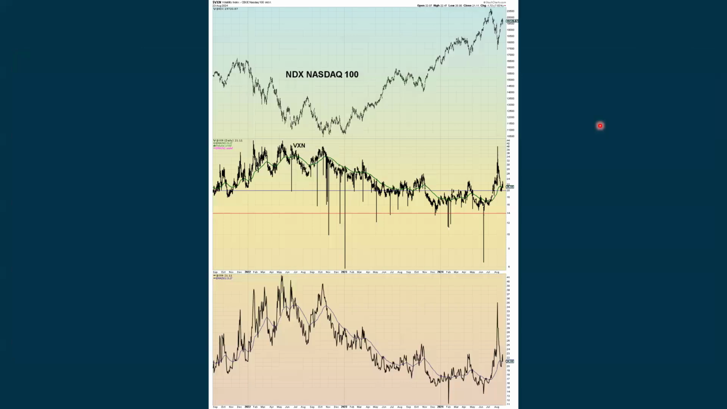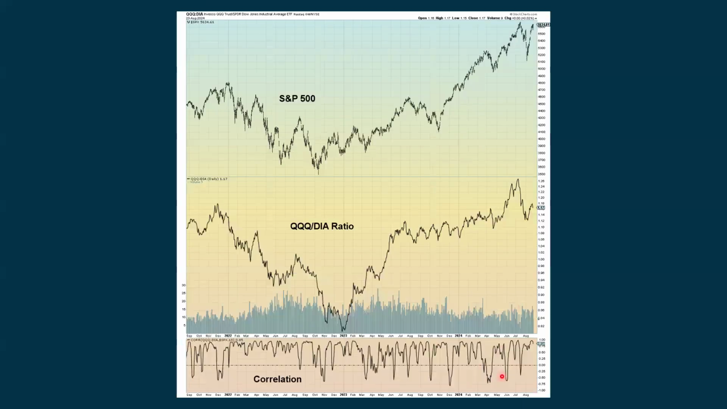And some broad market measures. I look at the VIX as it applies to the S&P 500. This is the VXN as it applies to the NASDAQ 100, showing how volatility really went up and has been coming down lately. And then we do some ratios, the S&P on top, and then a ratio between the NASDAQ 100 and the Dow here. And we see that they have a pretty strong correlated relationship with each other.